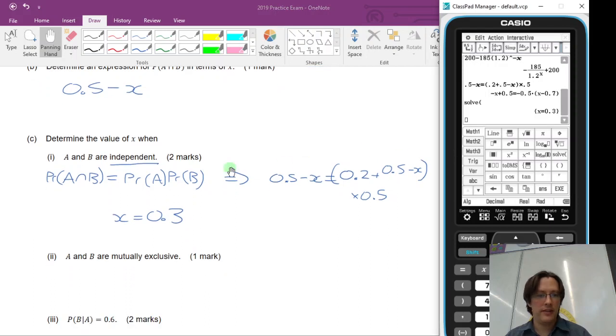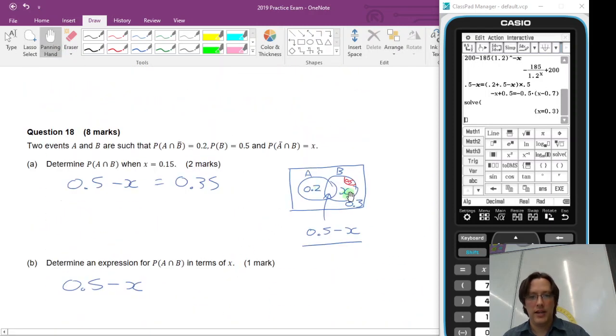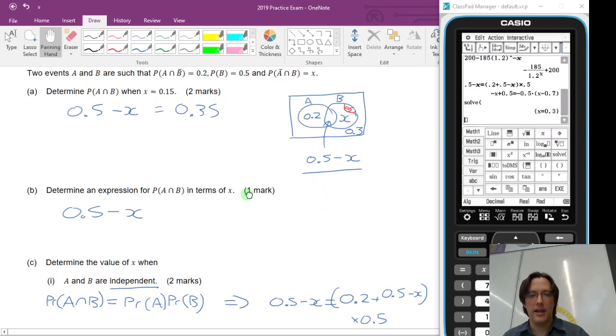So what's up next? That means that 0.5 take x equals 0. So x equals 0.5. Pretty straightforward. The only way that there is nothing in there is that all of our B is taken up in there.